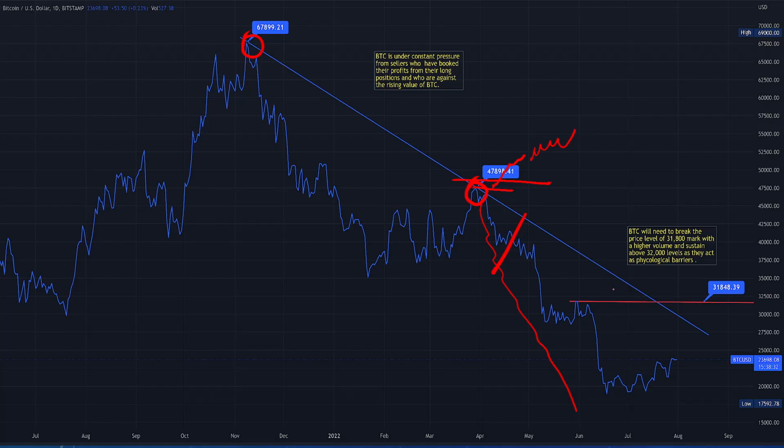In this case, right now where we are standing today, I have drawn a resistance line at a price mark of 32,500. Why did I draw it so? On what basis was it? First of all, it's a psychological level.